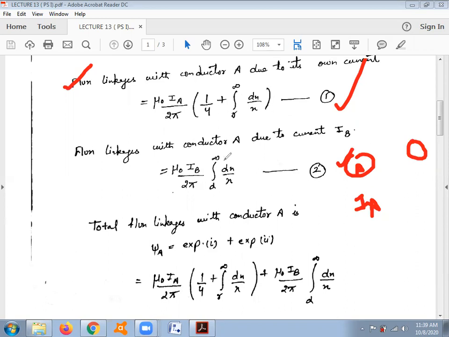Next are the flux linkages with conductor A due to the other conductor. There is only one other conductor, conductor B, and the current flowing through it is IB. How much external flux links with conductor A due to the effect of conductor B? This effect is known as the mutual inductance effect. This we had already derived, and we are applying here the conclusion derived earlier. From equation 1 and equation 2, the total flux linking with conductor A is the sum of both fluxes, so this value is substituted here and this value is substituted here.